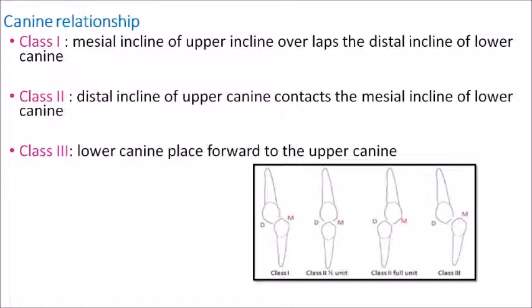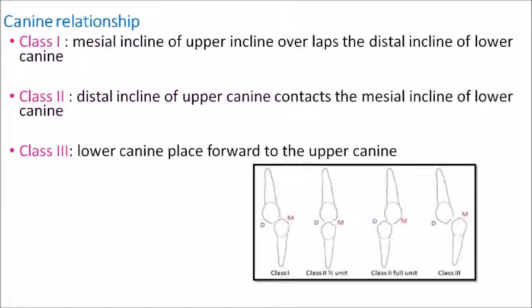Now, apart from class 1, class 2 and class 3, there can be a class 2 half unit, or an end-on relationship of the canine, when the cusp tip of the upper canine contacts the cusp tip of the lower canine. So, this is the classification of your canine relationships. Please note class 1. Always remember class 1, so it will be easy for you to identify class 2 and class 3.